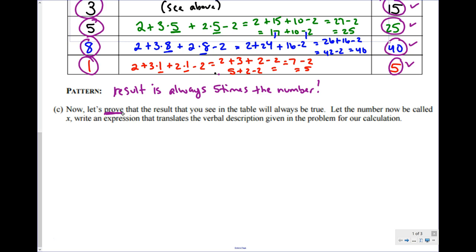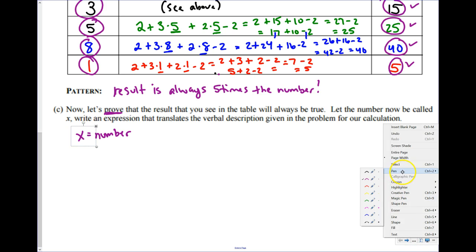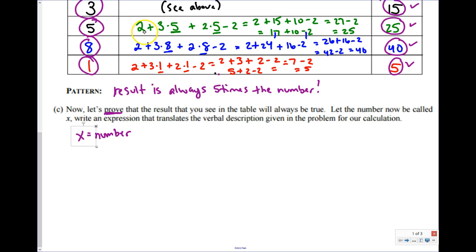So let the number now be called x. So I'm going to say that x is going to equal the number that I have. Write an expression that translates the verbal description given for our calculation. So I'm going to take a look at my math here and notice, what did I keep the same in each one? In each one I kept the 2, right? I also kept the plus 3 times. But what was the only thing that changed? The 5, the 8, and the 1. So let's just make that x. Plus 2, I always kept the 2 the same, but then I changed this to be the x. Minus 2. And let's simplify this.